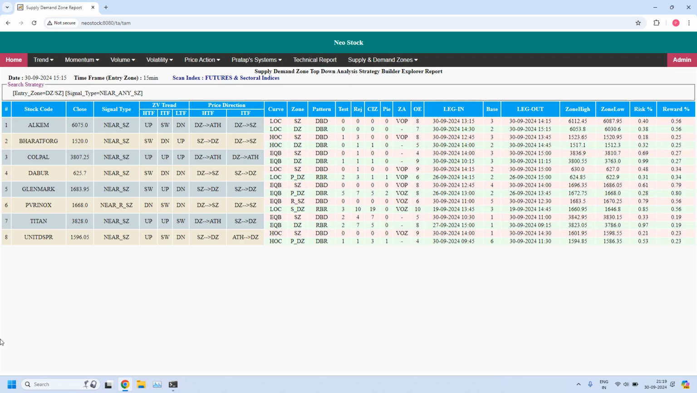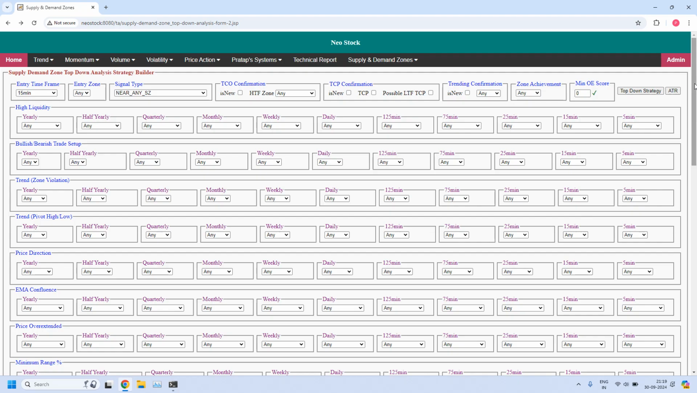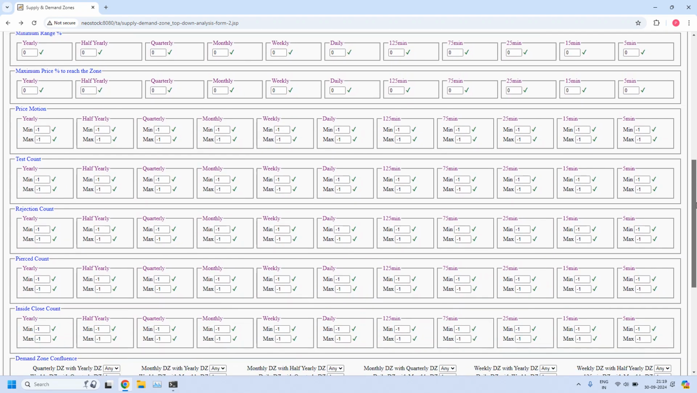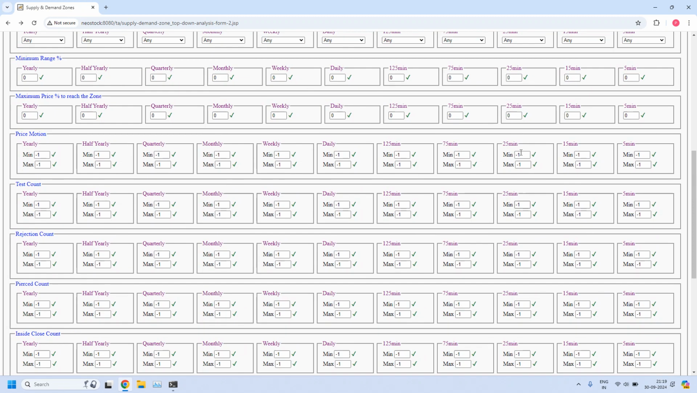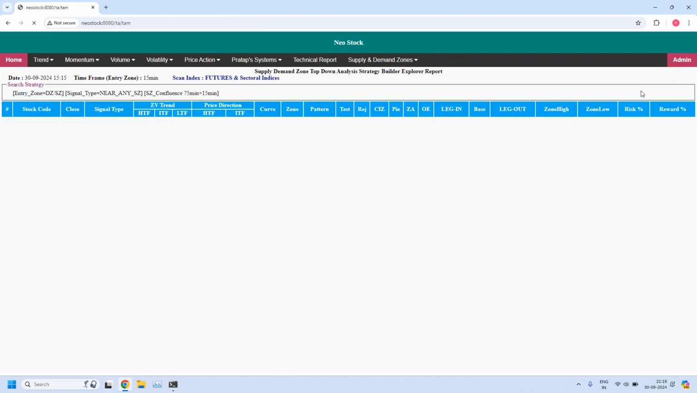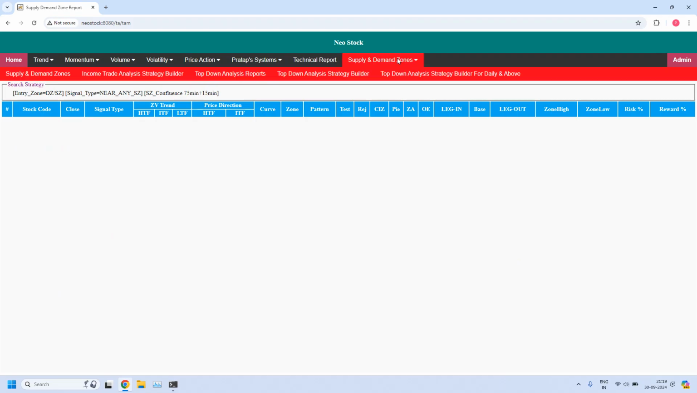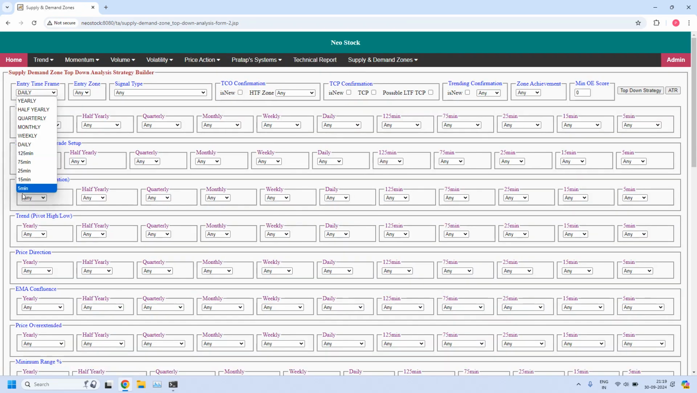Let's verify how many of these stocks are having ITF confluence. That means 15 minute supply zone should be part of the 75 minute supply zone, the supply zone confluence. So I'm enabling the filter 15 minute supply zone with 75 minute supply zone. Now let's verify. So none of those 15 minute zones are having an ITF confluence, that is with 75 minutes time frame. Okay, the next time frame is 5 minutes.